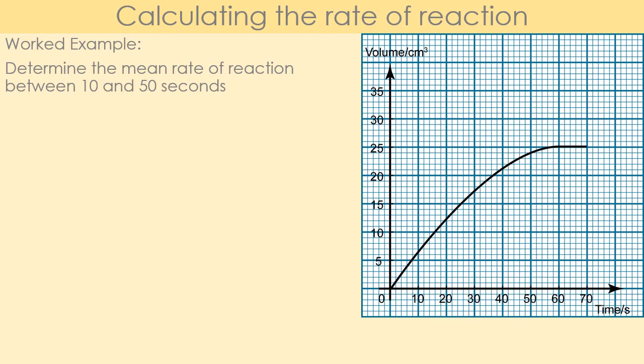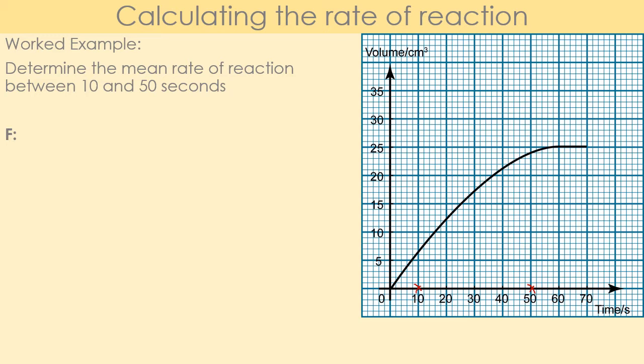We've now got a worked example here, and it asks us to calculate the mean rate of reaction between 10 and 50 seconds. So I'm looking at the rate of reaction that is happening between 10 seconds and 50 seconds. For that I'm going to need to draw values on my graph. I want to find out how much I had at 10 seconds and how much I had at 50 seconds and how much was made over that time to work out my rate.